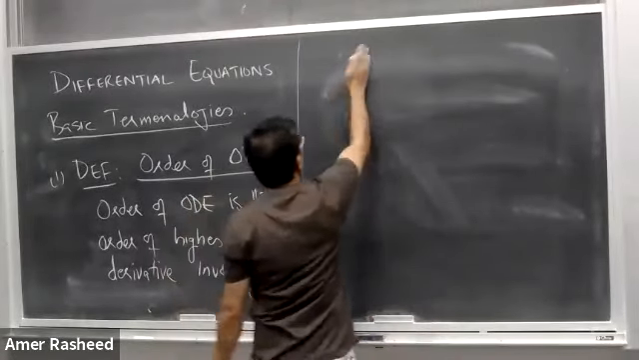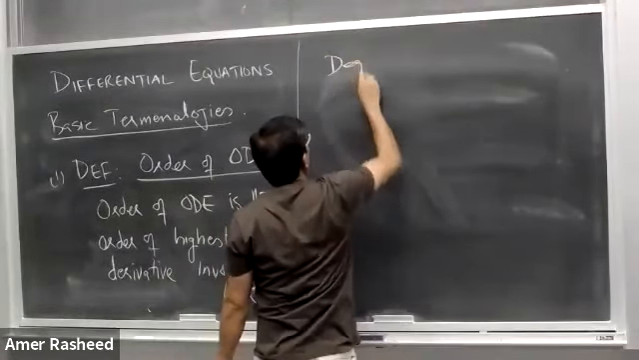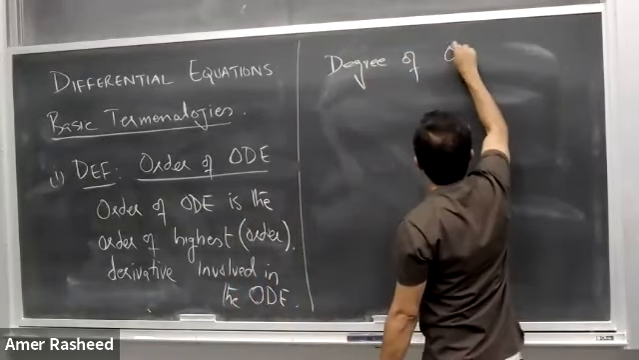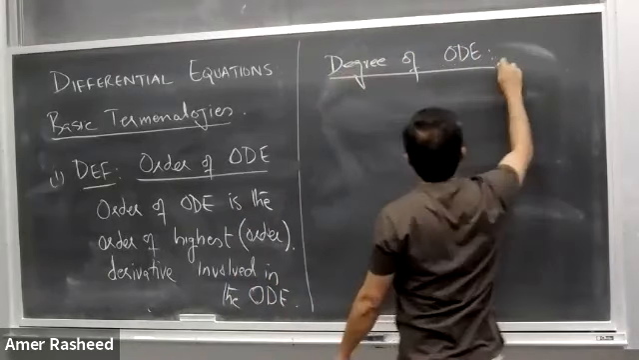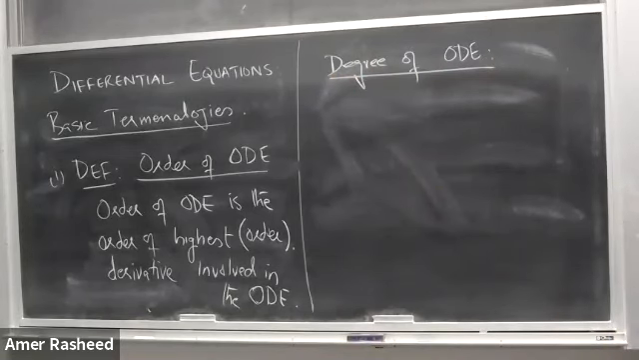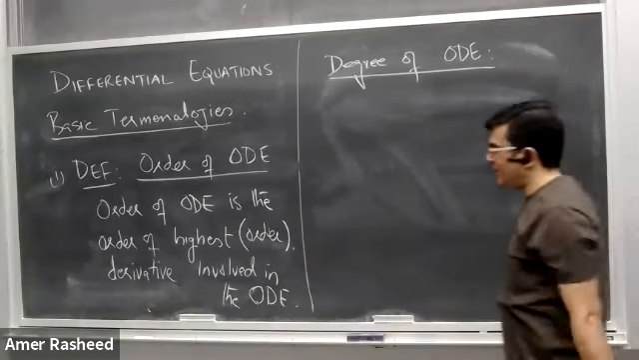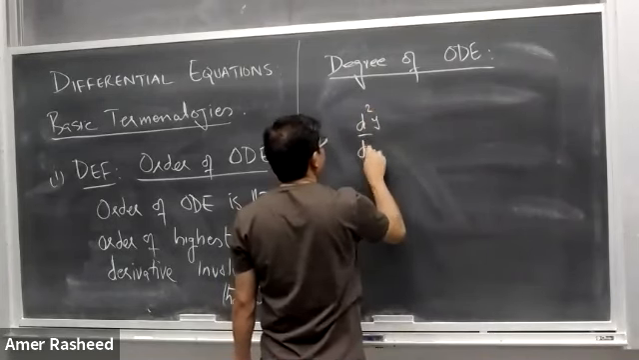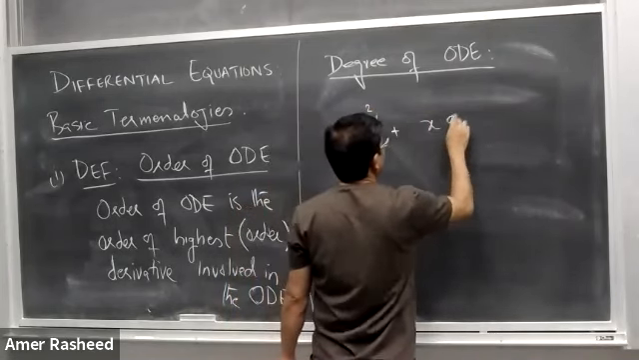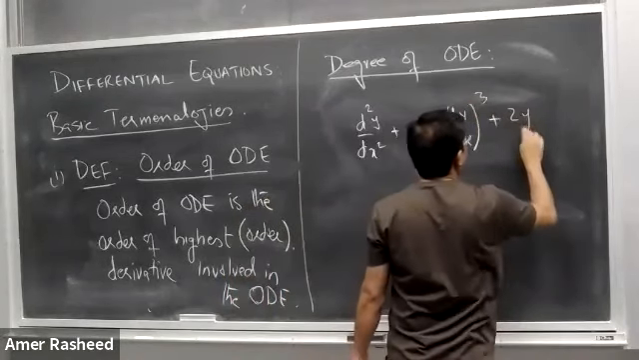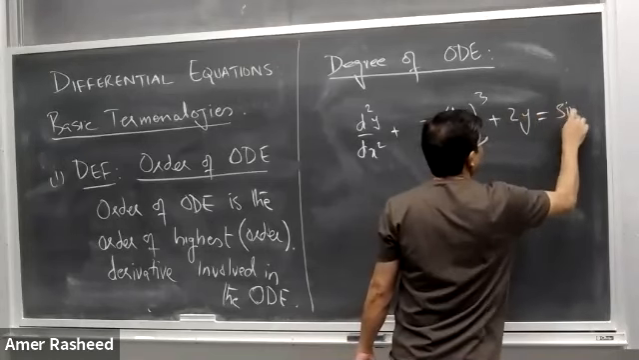The next is the degree of a differential equation. Degree of ODE or any differential equation is the power of the highest derivative. Power of the highest derivative means, मैं अगर यहाँ पे कह रहा हूँ d square y by dx square plus x into dy by dx whole power 3 plus 2y equal to maybe sine x.